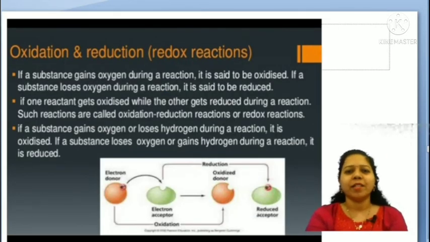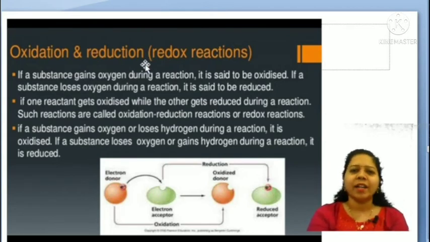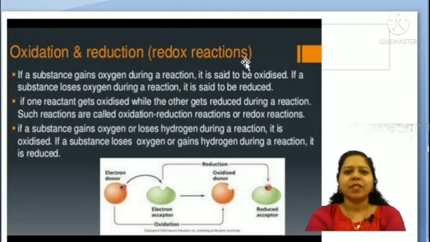Next type of chemical reaction is oxidation and reduction. When oxidation and reduction take place at the same time in a chemical reaction, we call it a redox reaction. Now we'll first see what is meant by oxidation reactions. If a substance gains oxygen during a reaction, it is said to be oxidized.